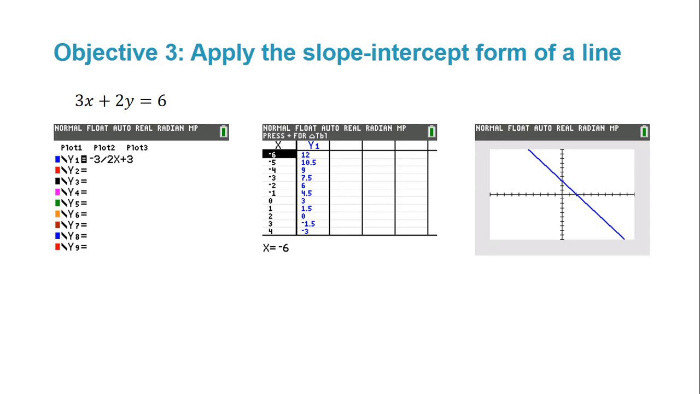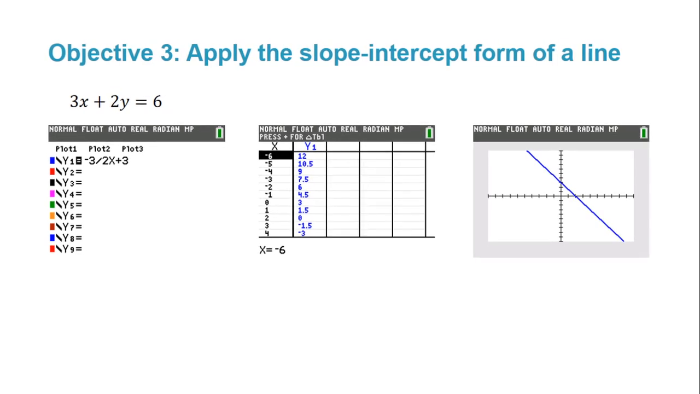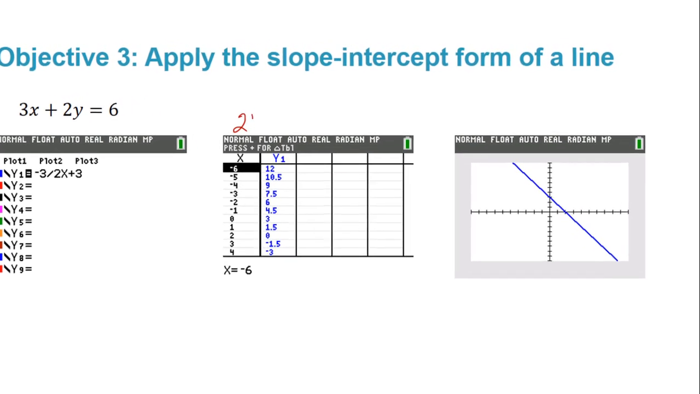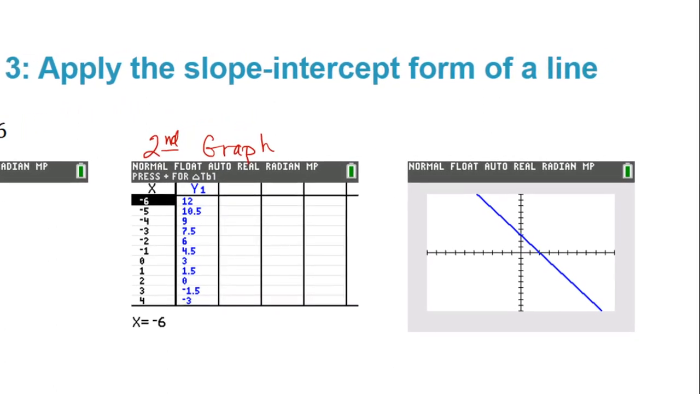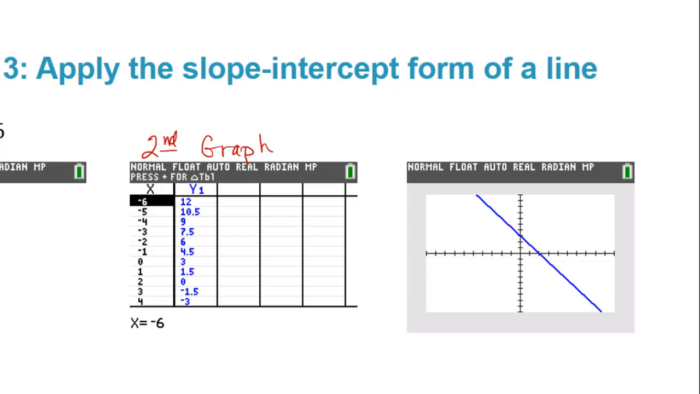But then I have a table of values. And remember, to get the table, I can press second and graph on the calculator. And this table of values gives me some x values and y values that are ordered pairs. That is, they're solutions of this equation. But what I want you to understand is what happens as I go through the table to consecutive x values and what happens to the y value.